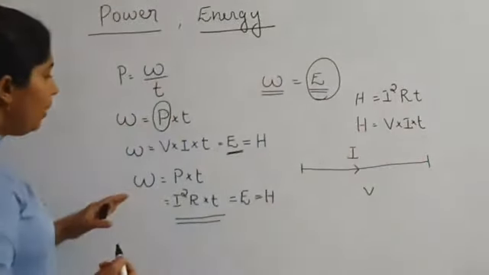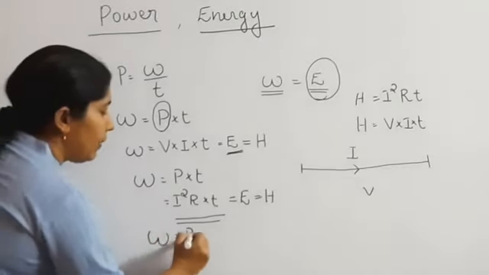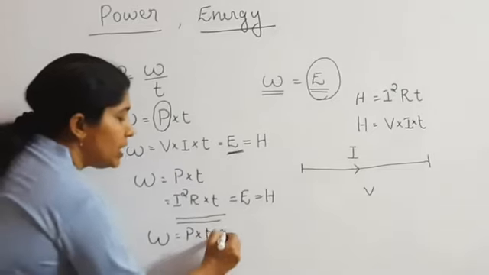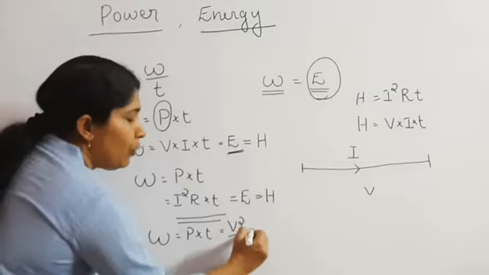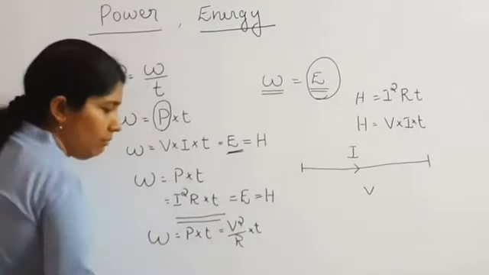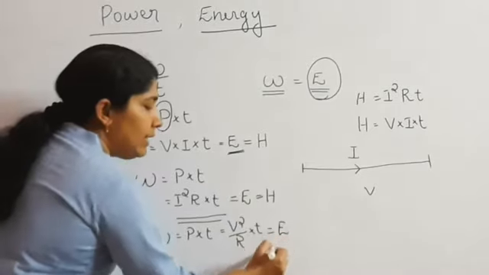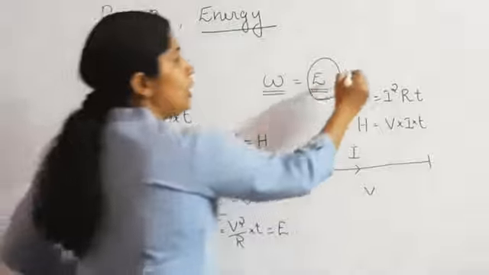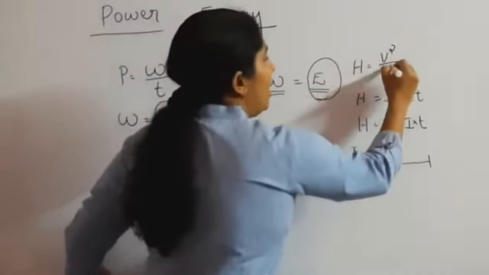Okay, now again we can write work is equal to power into time. What about the third equation for the power? Third equation is equal to V squared divided by R. Therefore V squared by R into T. This work is equal to energy and that energy is stored as heat energy. Therefore, the third equation for the heat energy is equal to V squared divided by R into T.